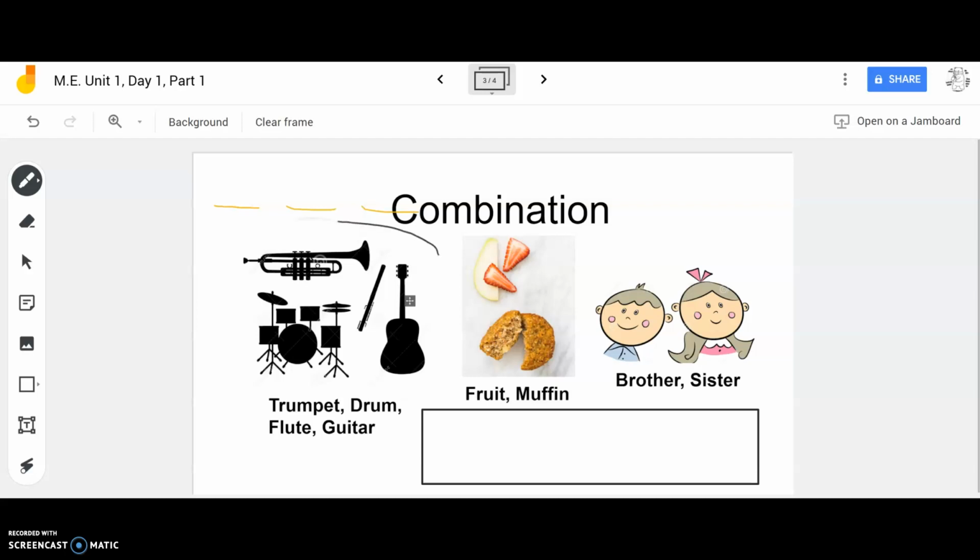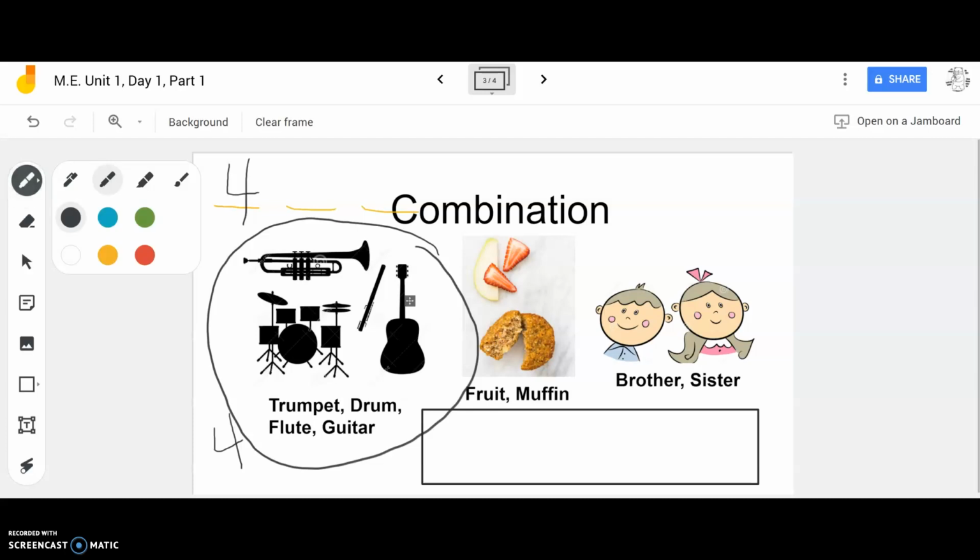So let's look at our first scenario. We have instruments: a trumpet, a drum, a flute, and a guitar. I notice there are 4 options in my first category. So my first number is going to be 4. Let's look at our second category. Looks like some types of food. I see a muffin or fruit. That's 2. So my second number in my equation is going to be 2.